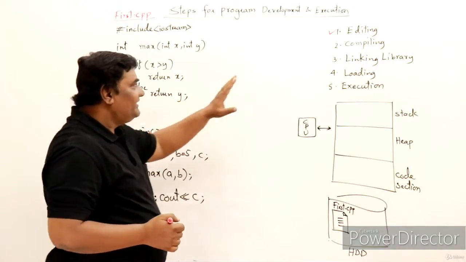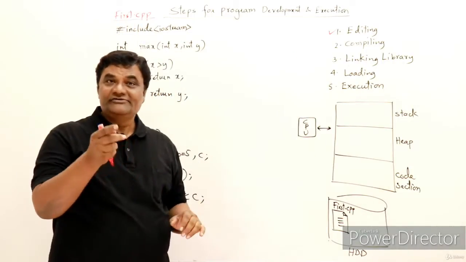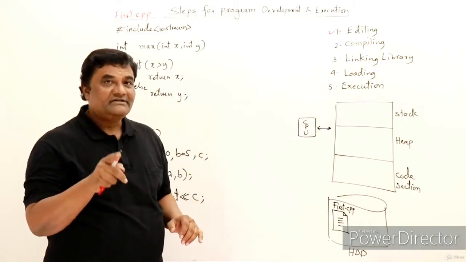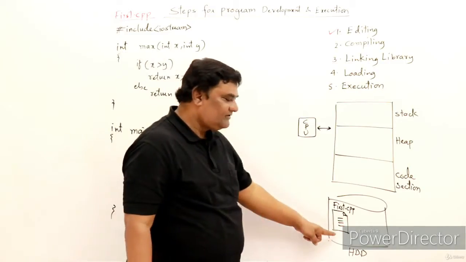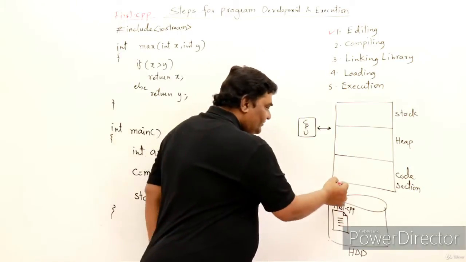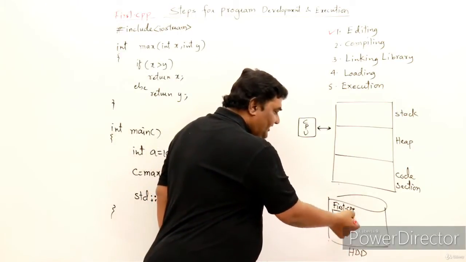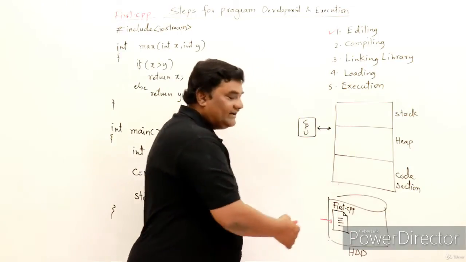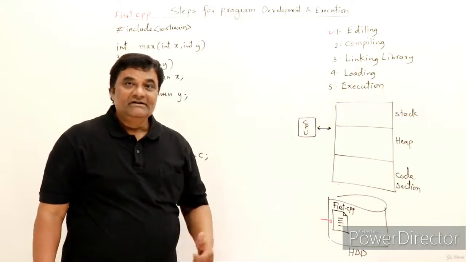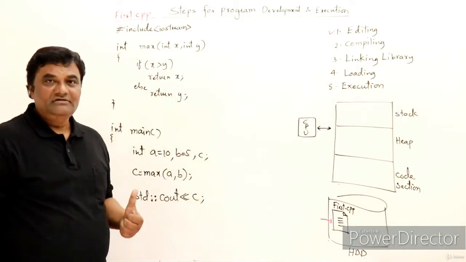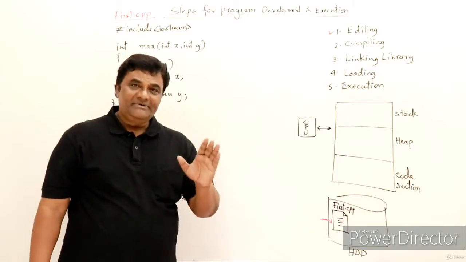If I type this in the IDE and edit it, I should save it. If it is saved, then it will be on the hard disk. So here it is on the hard disk, right? I have written a program, so it is saved in a file that is first.cpp. This is the source code, and C++ is a compiler-based language.